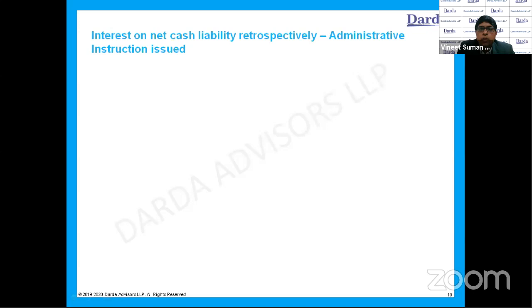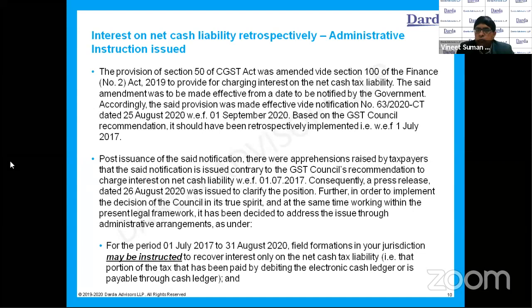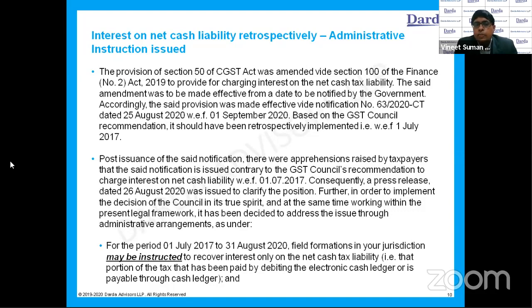Now we are going to move on to another topic, which is interest on net cash liability retrospectively. Last month they issued a notification prospectively from 1st September. They issued the press release, but it did not satisfy the industry or the people. As the GST Council told, the liability of interest will come on net, not on gross, and accordingly Section 50 was planned to be amended. But this notification has given the effect that Section 50 changes only prospectively. So to avoid any litigation and any hardship to the people, the department issued a circular in the month of September and gave administrative instructions to the officers.